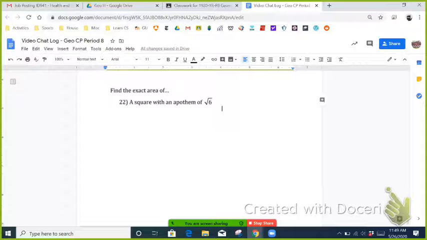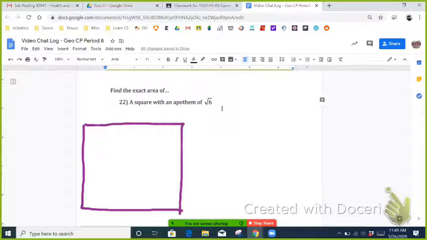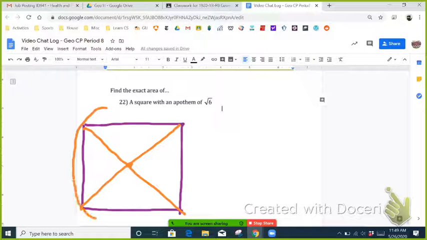So to find the area of a square with apothem of root 6, we have to understand what the apothem is. Apothem means the height of a triangle when you divide a regular polygon into triangles. A square, just like an octagon or a hexagon, you could start in the center of the square and draw the radiuses. These are called the radiuses because if you were to inscribe that square in a circle, those 4 lines would be the 4 radiuses of that circle.